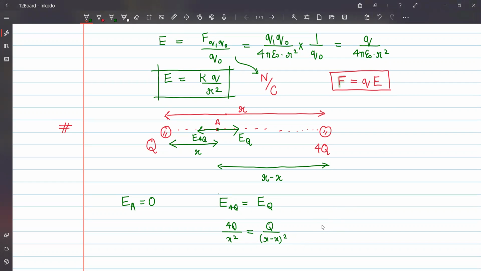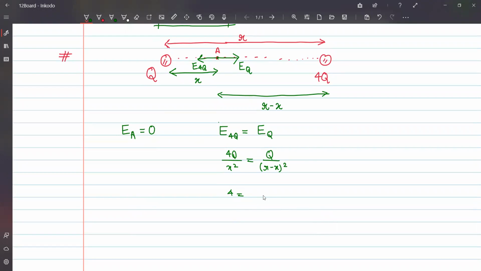So this will be 4Q upon x squared equals Q upon (r minus x) squared. Easy to solve. So 4 is equal to (x upon r minus x) whole squared, so plus or minus 2 equals x upon r minus x. If you solve this, you'll get x equal to 2r by 3.